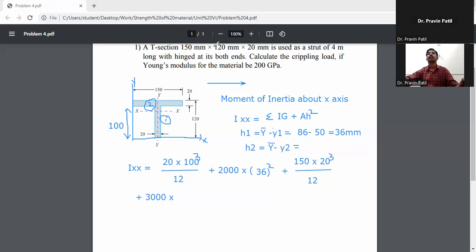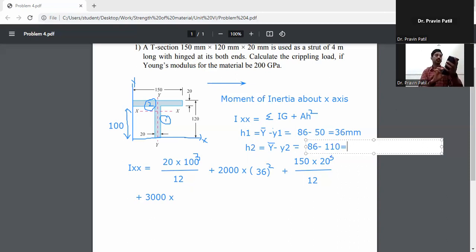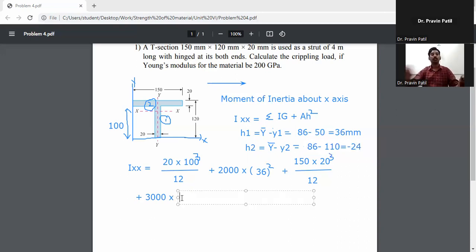So y bar is 86 minus y2, which is 100 plus 10, means 110. We will get 86 minus 110, which is minus 24. So h2 square is minus 24 square. If you square it, the negative value will be converted into positive. We can write here also 24 square.